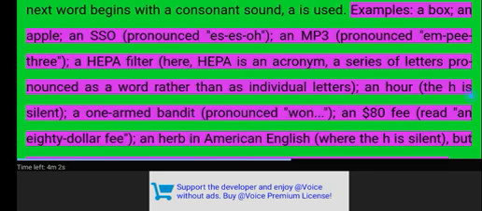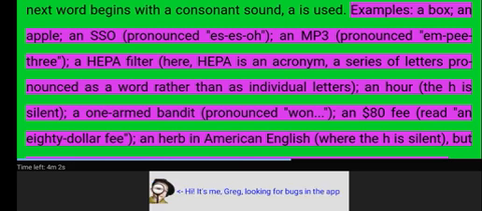Examples: a box, an apple, an SSO, pronounced S-S-O, an MP3, pronounced M-P-three, a HEPA filter, where HEPA is an acronym, a series of letters pronounced as a word rather than as individual letters, an hour, where the H is silent, a one-armed bandit, pronounced won, an unusual, an urban in American English where the H is silent, but a urban in British English, a unionized worker but an unionized particle.